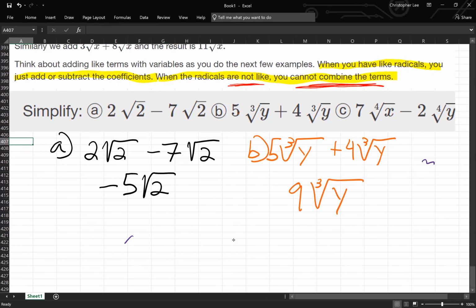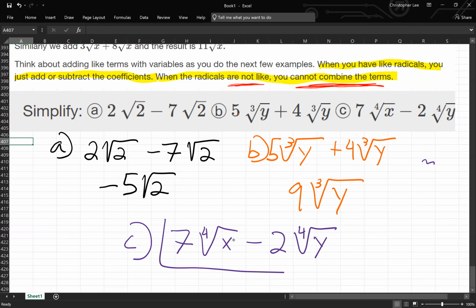All right, let me get C real quick. So for C, I have 7 fourth root of x minus 2 fourth root of y, right? So what's the answer? No, you can't combine it, right? So that's the answer. I'm done. The radicands are different. So when they're different, they can't be combined. So just leave it alone.